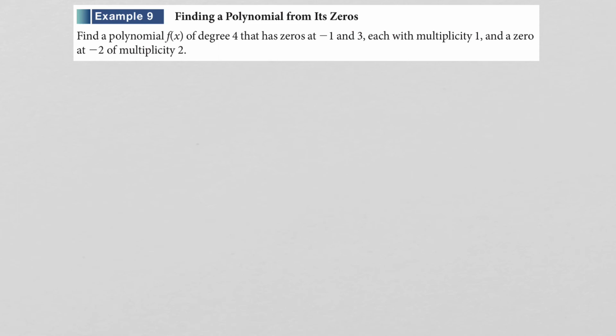So let's organize our information here. We have 3 different zeros. We have a 0 at -1, we have a 0 at +3, and we have a 0 at -2. And those each have a multiplicity. X equals -1 has a multiplicity of 1. X equals 3 has a multiplicity of 1, and x equals -2 has a multiplicity of 2. And so we're just getting that information from what they told us.